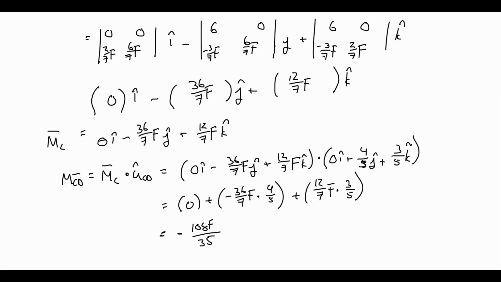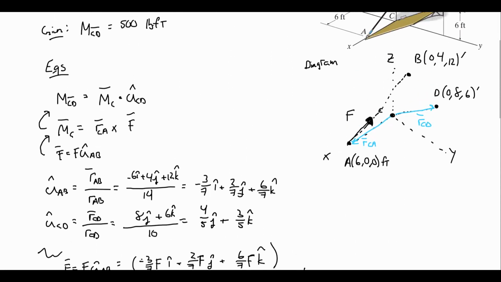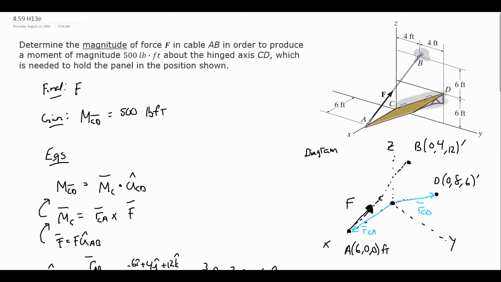All right, so this is the moment around the CD axis. I'm really concerned about just the magnitude of this moment, so in the last step I will drop that negative sign. That's why it's going to go away. So I really care about the 108 f over 35. But here's the last piece of this. Remember, all the way at the beginning, I was told that the moment around that CD axis should be 500 pound-feet. If we're interested in opening this door or holding it steady, that needs to be the moment around the axis, 500 pound-feet. And F, the tension in that cable, is what we actually care about.